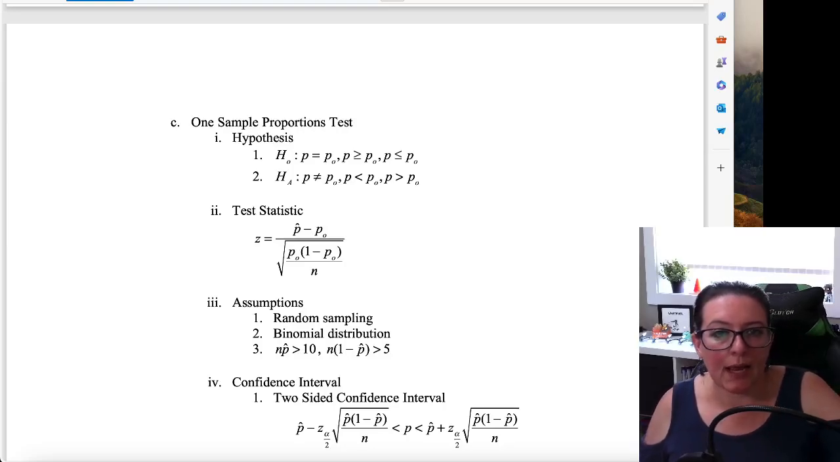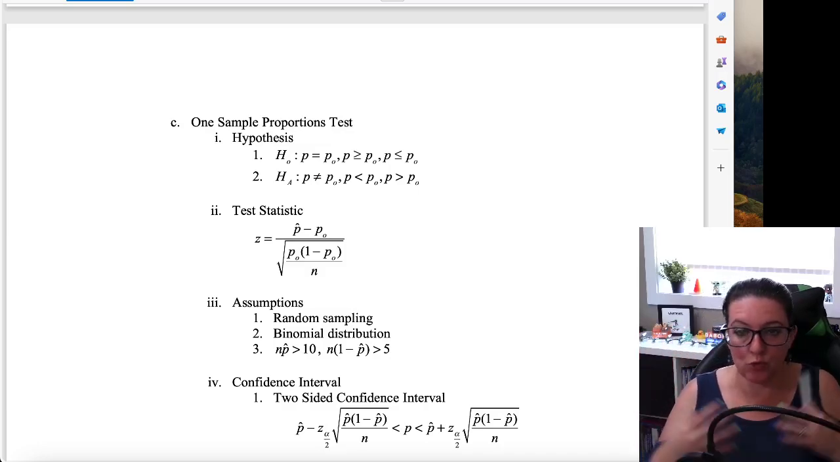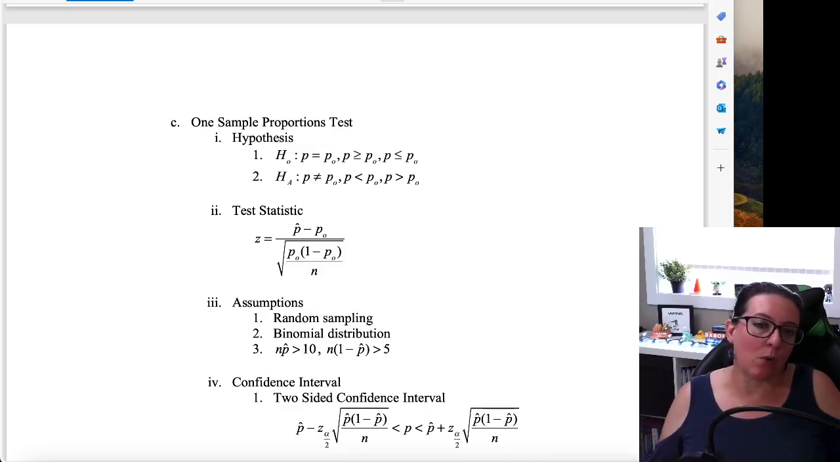Now let's look at a one sample proportions test. Just like the other two tests, we can have a null hypothesis that is two-tailed, or we can have a one-tailed test. And again, the null hypothesis always has the equals in it. The alternative is everything else.